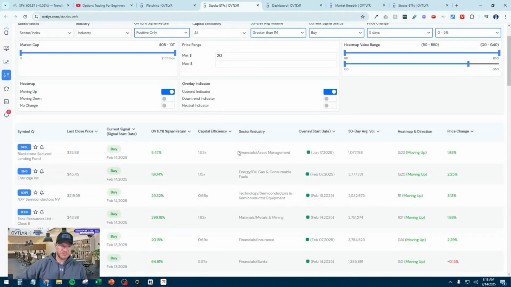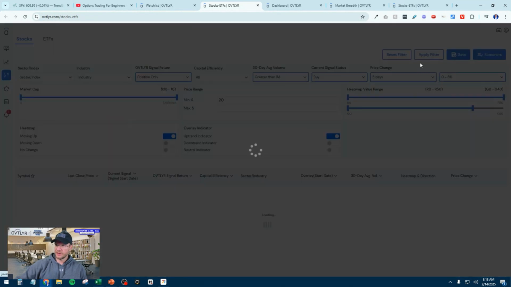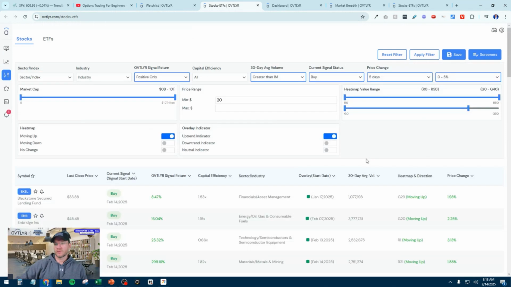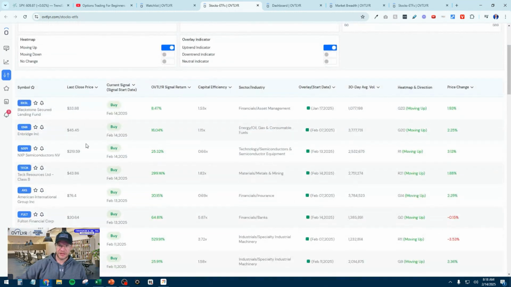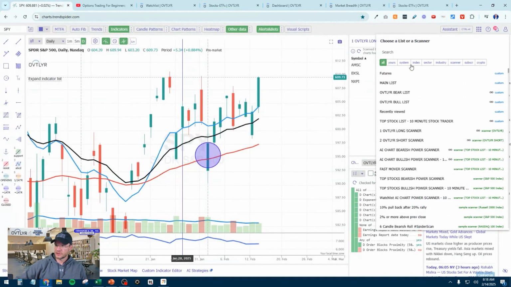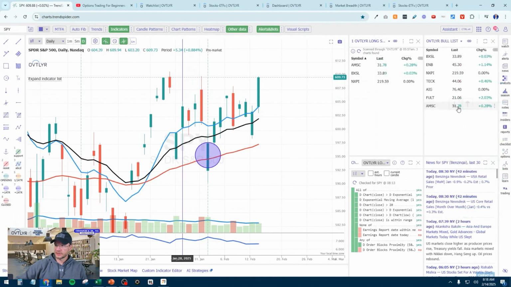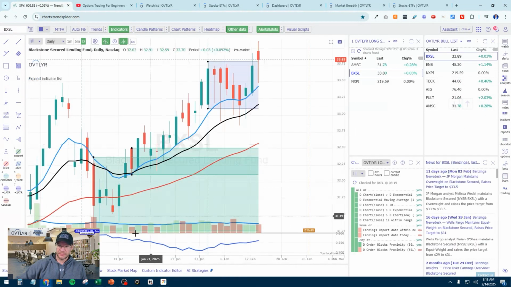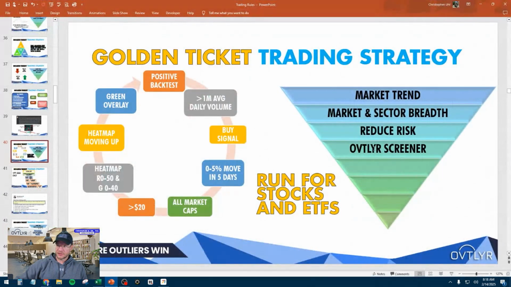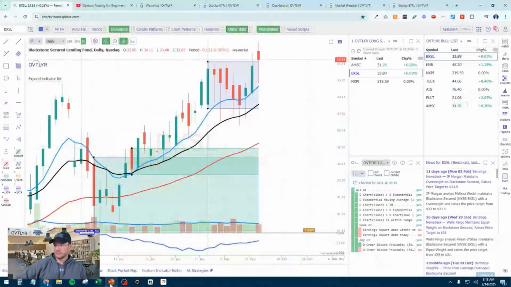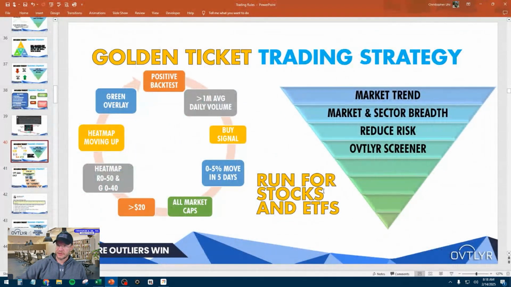Now, when I run this, it takes absolute moments. No time at all. In fact, we'll do it right now. Apply filter. Runs through all the stocks that Outlier covers, and it gives you some results. So these here, BXSL, ENB, NXPI, and Tech. Now, I've already dropped these into TrendSpider here on my bull list. So we can go through these real quick. So I did the screener. So now I have a list of, I don't know, was that 6 or 8 stocks?